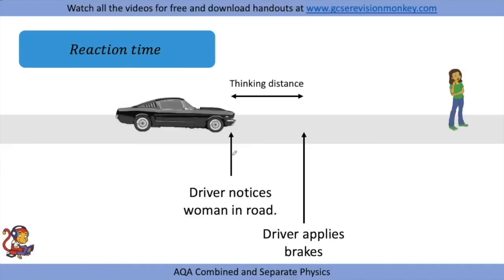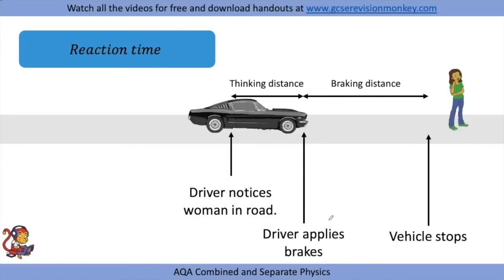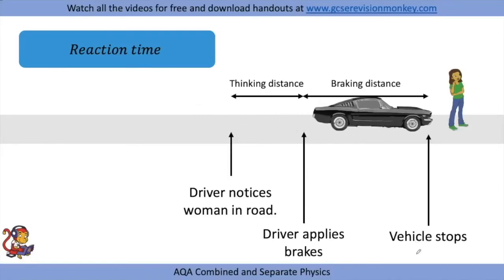Because he sees the woman, but don't forget the car is still travelling, but by the time his brain has told his foot to apply the brakes, then the car will have still travelled a certain distance, which is that thinking distance. He then applies the brakes, and then the braking distance is the distance under the braking force, so it is the distance travelled between this point that he applies the brakes and this point when the vehicle finally comes to a stop. And the total distance is therefore the stopping distance, the thinking distance plus the braking distance.